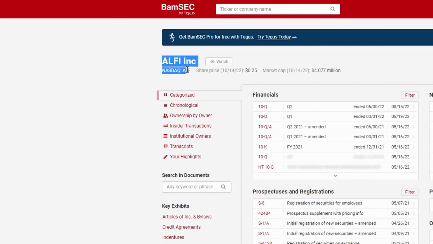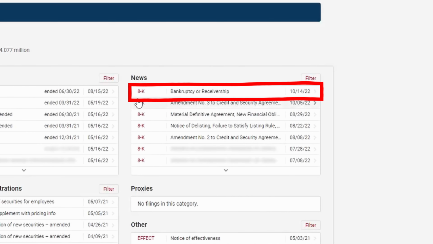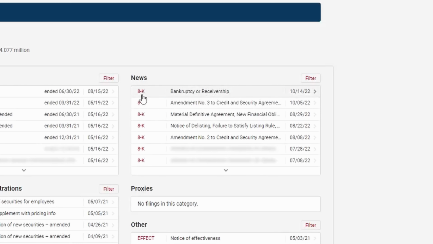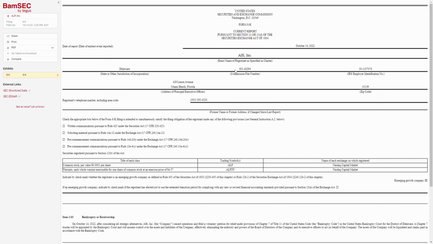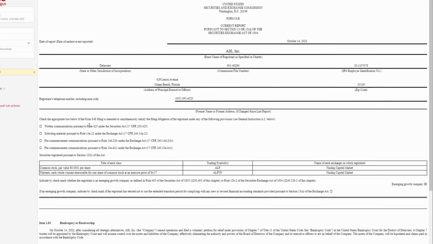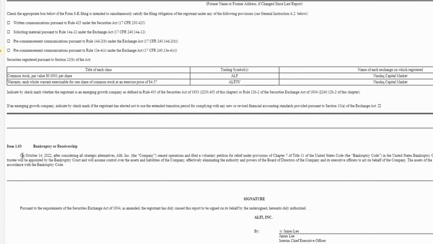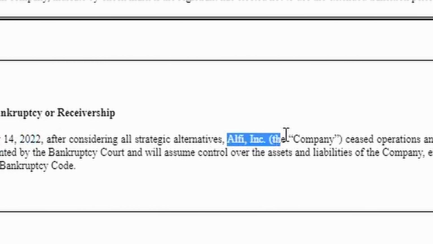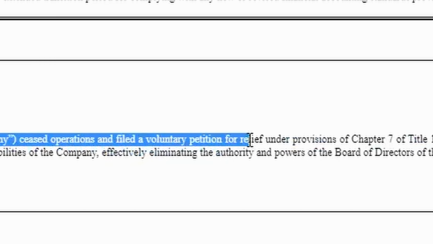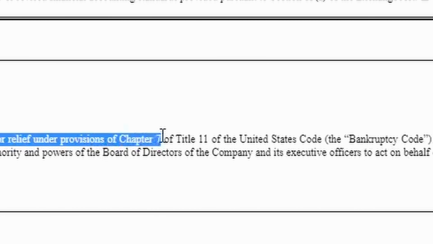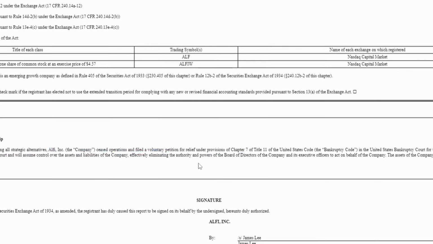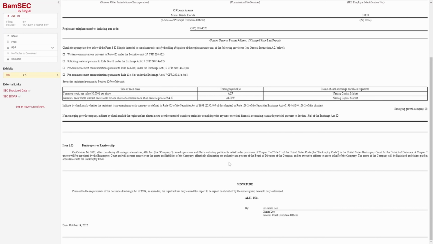For this one, I'm using ALF as an example, and you can see over here on their news, they just announced that they're going into bankruptcy. So it says bankruptcy or receivership, and we can click this, and we'll just read into it a little bit. They'll say the full explanation of what's going on if you just scroll down a little bit. Down here it says, on October 14th, Alpha Inc. ceased operations and filed for a voluntary petition under Chapter 7 bankruptcy. So these guys are closing up shop. They're shutting down their company and want to file for relief by announcing bankruptcy.